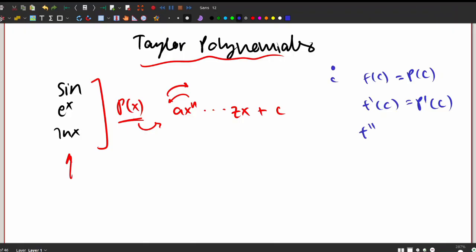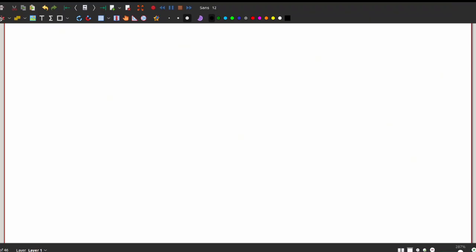And if you want to get more and more accurate approximations, you just make the higher order derivatives match. So if we wanted an even more accurate approximation, we could make the third derivatives match. And so on and so forth. It's technically infinite. Now let's talk about how such a polynomial is actually created.